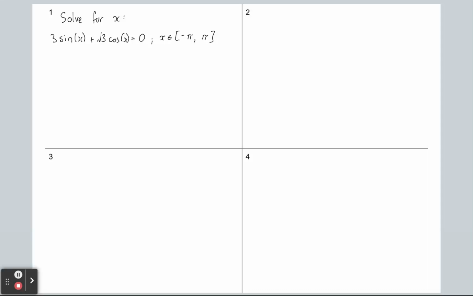So this is about as hard as I can think of making it for the basic solve for x with a trig equation kind of problem. So let's see how we would go about solving this one here.